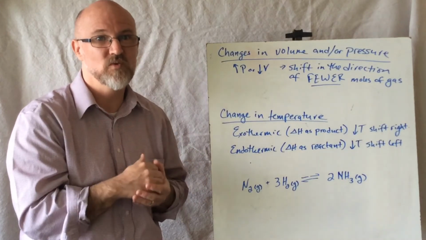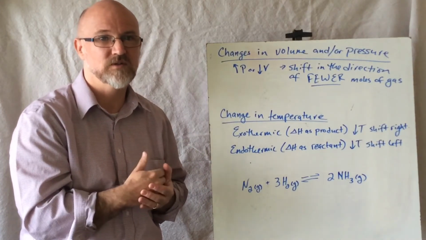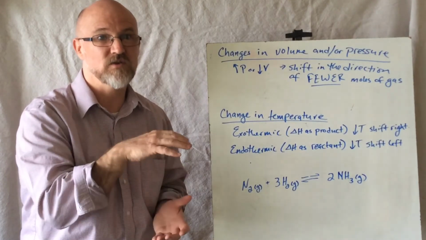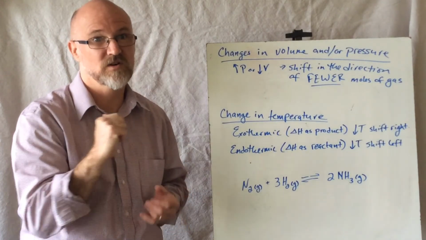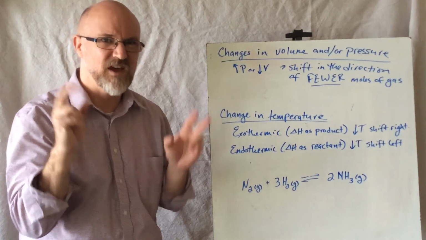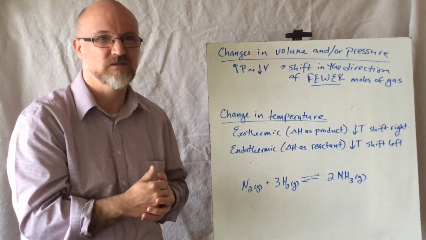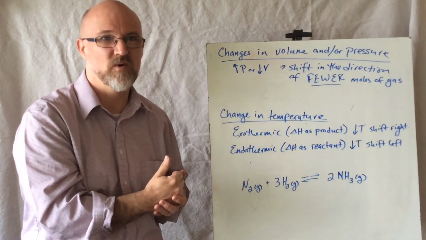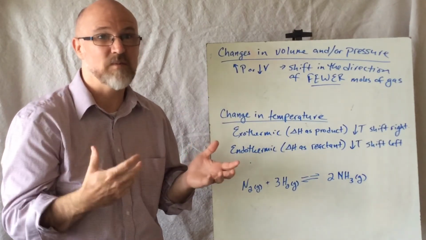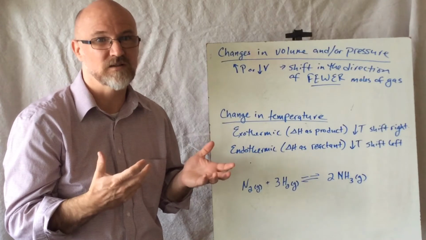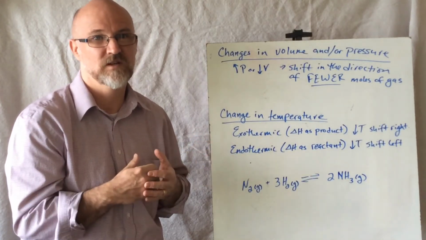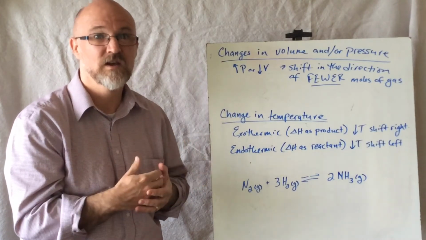It's going to shift to where there are fewer moles. And conversely, if I increase the volume, decrease the pressure, then there's, in effect, space for more moles of gas. So the reaction will be favored in the direction where there are more moles. If they're the same amount of moles on both sides, guess what? Pressure and volume don't change it. There's nothing to shift it.